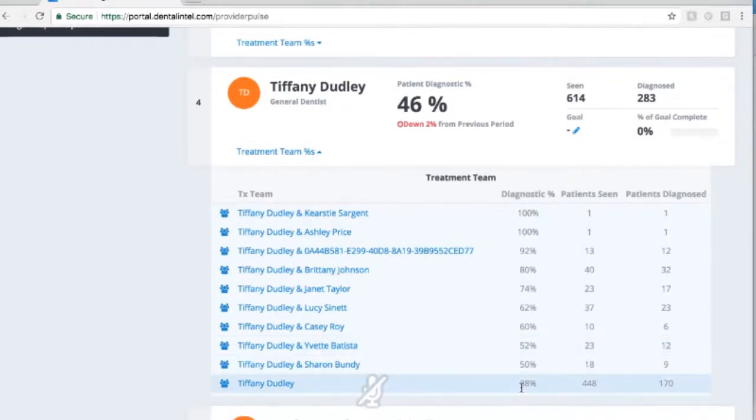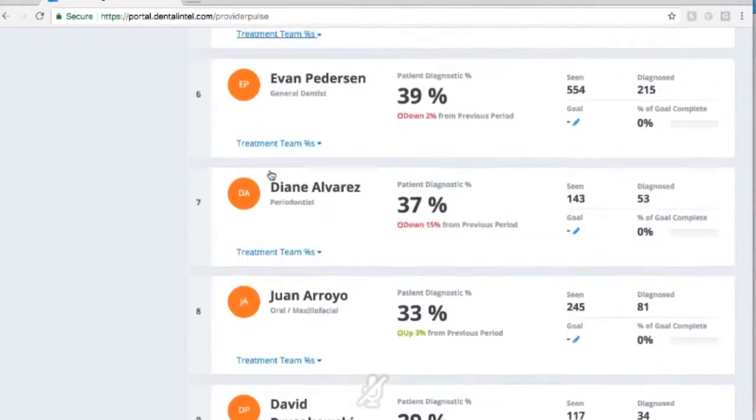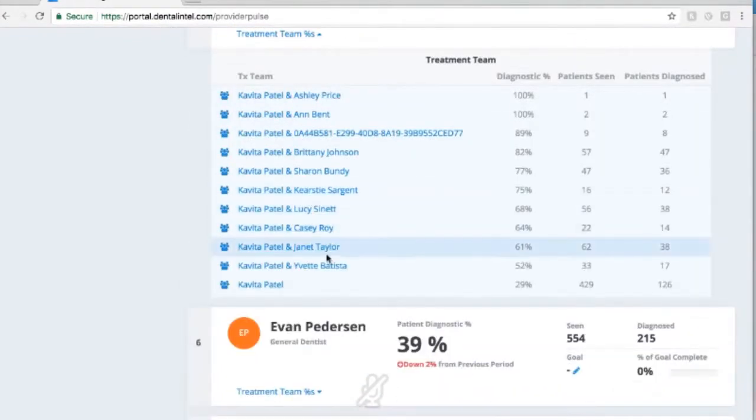Knowing this, we can now say, well, when Tiffany is with, let's get a better example here. Here's a good one. Okay. When this doctor's with Brittany, this doctor's diagnosing 82%. With Yvette, is at 52%. Why is there a 30% difference here? Once you figure out the reason why, right, that's when you increase patient care.